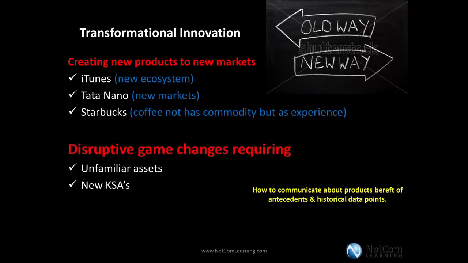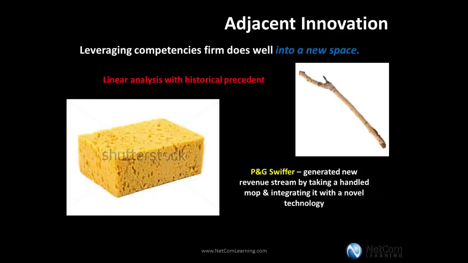So these are three examples of transformational innovations, and they call upon unfamiliar assets and entirely new knowledge, skills, and abilities. And what makes them transformational is, how do you communicate a product that has no historical data points? That's why transformational innovation has the highest risk correlated with the highest possible return on investment.